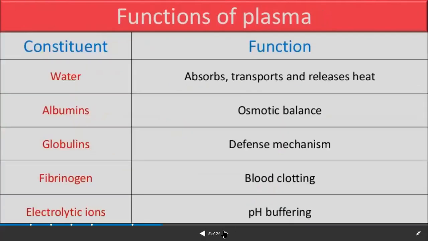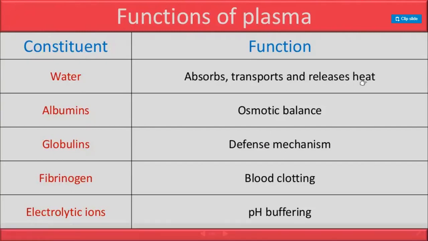Good. So now this diagram is showing us the constituents of blood and the function of each of them. So why is there water in the blood? What does the water do? So the water helps with absorption, transportation, and then releases heat also. So that's a function of water in blood.